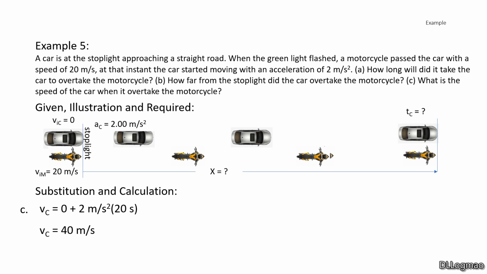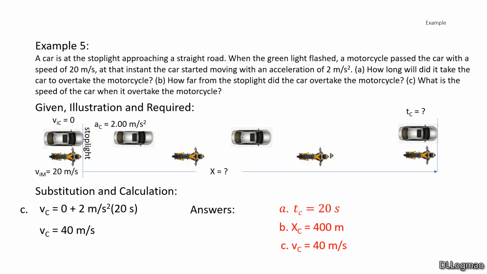The final answers to this problem, based on the required, are: A. Time for the car is 20 seconds. B. The distance traveled is 400 meters. And C. The velocity of the car is 40 meters per second.